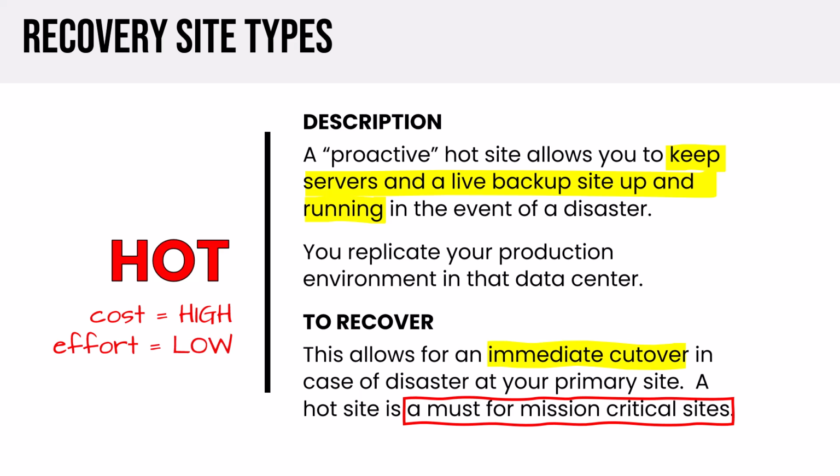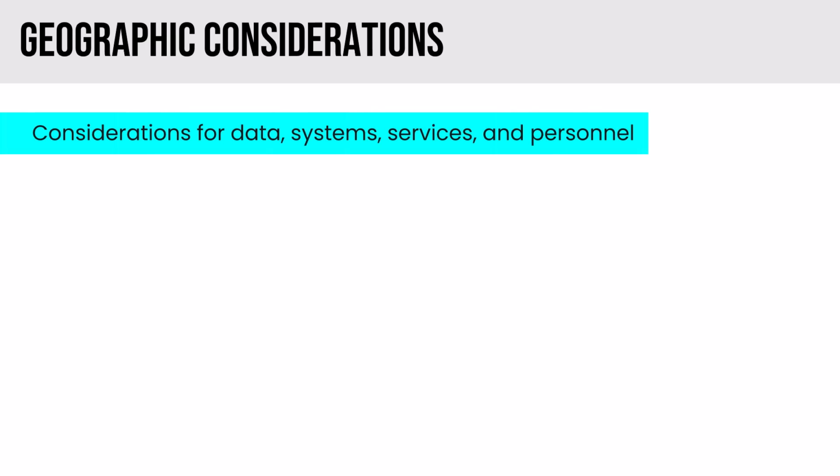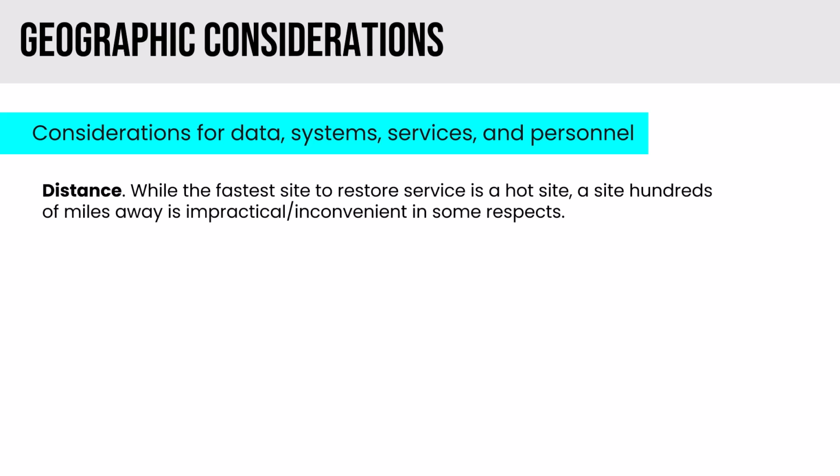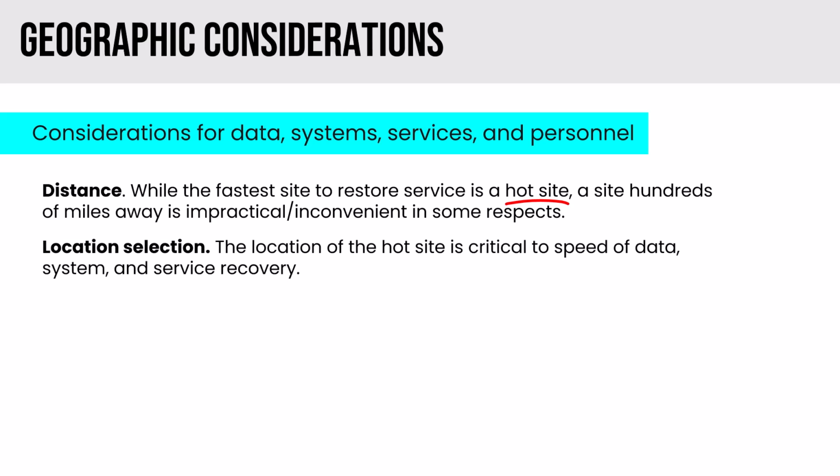The last item on the discussion list for site considerations are geographic considerations for our recovery sites. We need to think about our data, systems, services, as well as the personnel who will execute the recovery operation. So distance is certainly a concern. And while the fastest site to restore services is a hot site, a site hundreds of miles away is sometimes impractical or inconvenient in some respects. But location is important. The location of the hot site is critical to the speed of data, system, and service recovery.